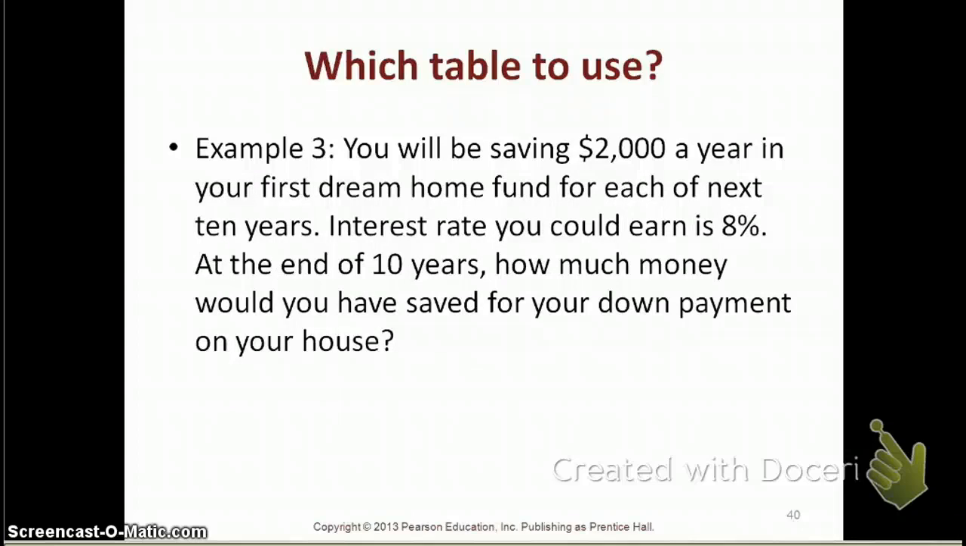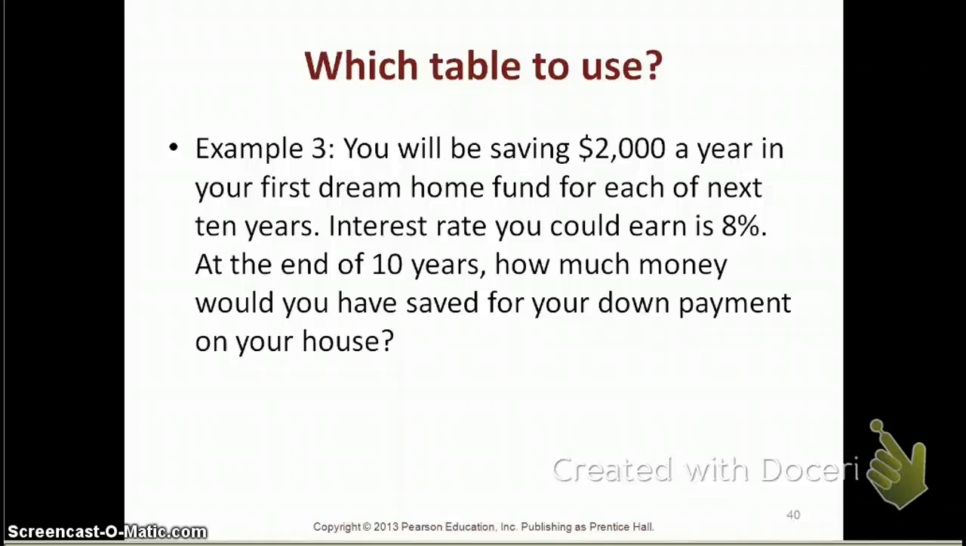We're going to do a third question. Again, pause the video for a minute to read the question. Again, your first question is going to be, is this a present value or a future value? They're asking you, at the end of 10 years, how much money would you have saved for a down payment on your house. They want to know how much money you would have at the end of 10 years. That's the future value. So you are going to be looking at one of the two future value tables. Are you going to look at the lump sum or the annuity?